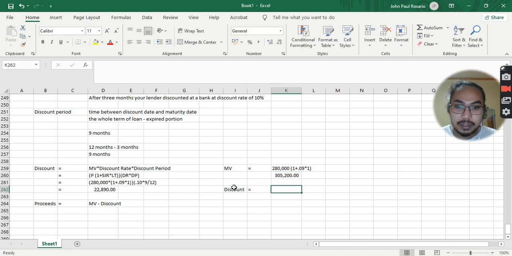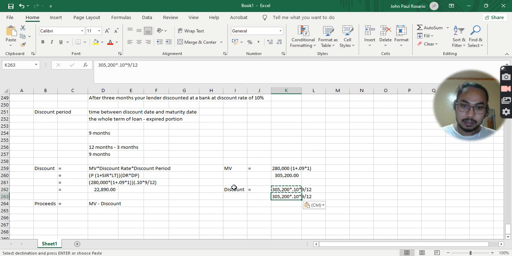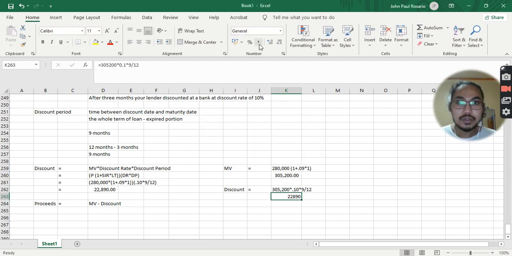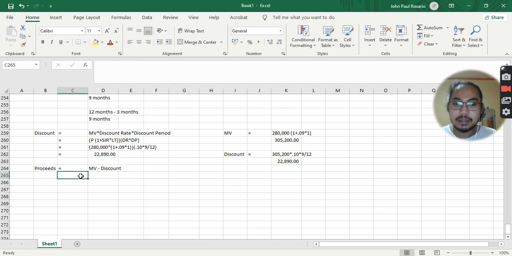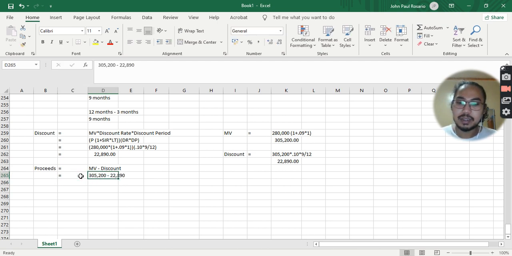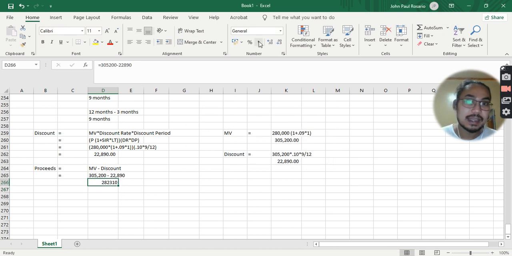And this is another way of solving a discount. So 305,200 multiplied by the discount rate of 10% and the discount period of 9/12. So the discount will still result to 22,890. Okay, so your proceeds then will become 305,200 minus the discount of 22,890. So this should give you your proceeds on the discount.